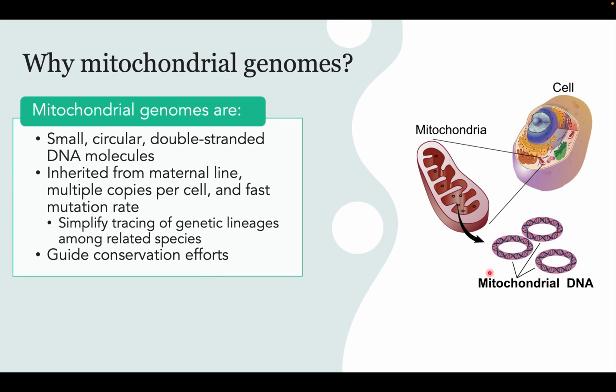So as you can see in the image to the right, mitochondrial DNA is composed of small, circular, double-stranded DNA molecules. Furthermore, mitochondrial genomes are advantageous in research as they're easy to isolate and can be extracted using non-invasive methods, which are important characteristics when working with endangered or rare and difficult to capture species. Additionally, since mitochondrial genomes have multiple copies per cell, a fast mutation rate, and are inherited exclusively from the maternal line, the process of tracing genetic lineages among related species is simplified.